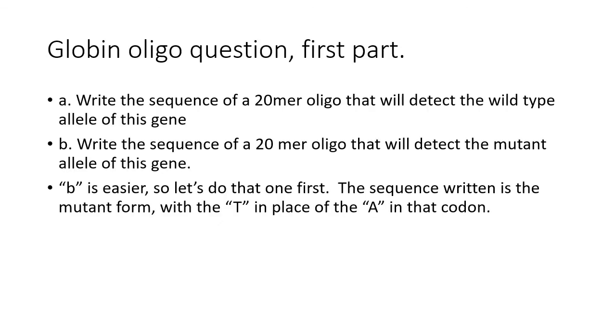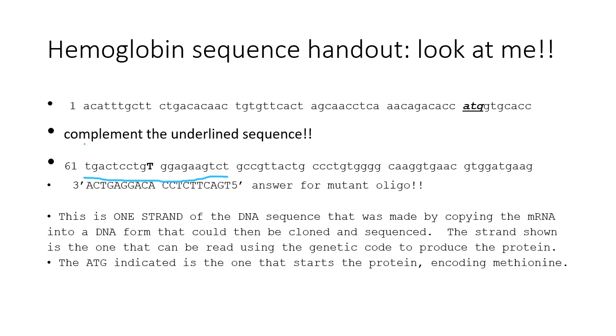Part A is to write the sequence of a 20-mer that will detect the wild type. Part B is to write the sequence of a 20-mer oligo that will detect the mutant. All right, so B is easier. Let's do that one first because that's the sequence that we're given. We don't have to mess with it. Now, don't make this hard.